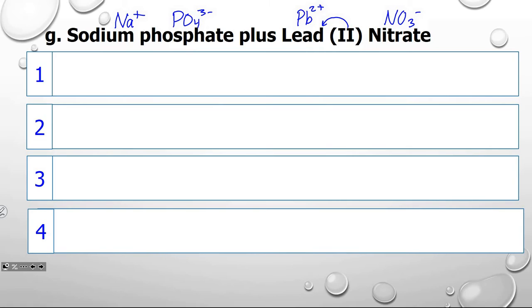Now, we're going to be putting together aqueous solutions, so I know everything on the reactant side is aqueous. So as I'm making it, the plus is going to separate them, right? So I'm going to put sodium and phosphate together.